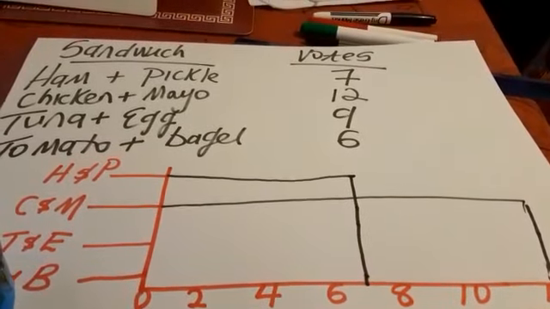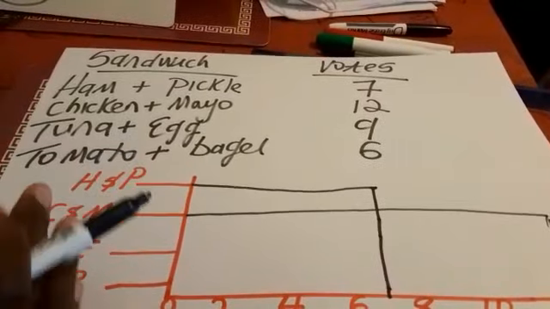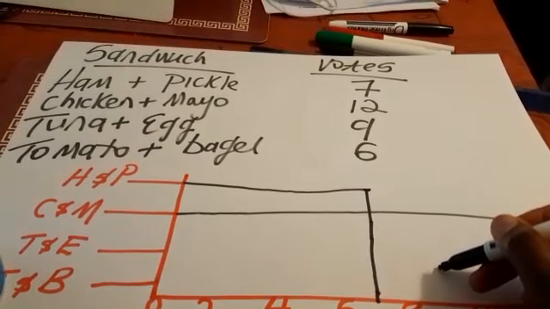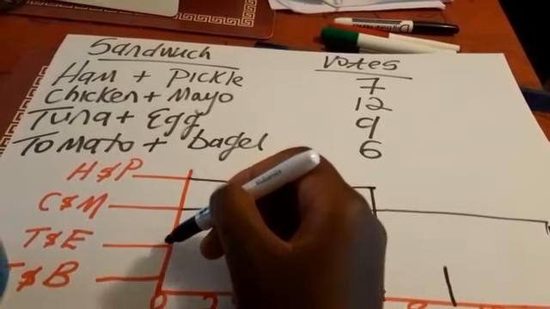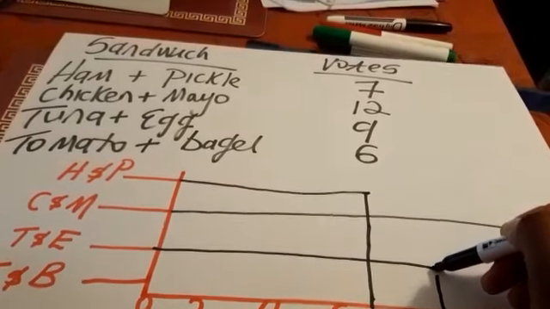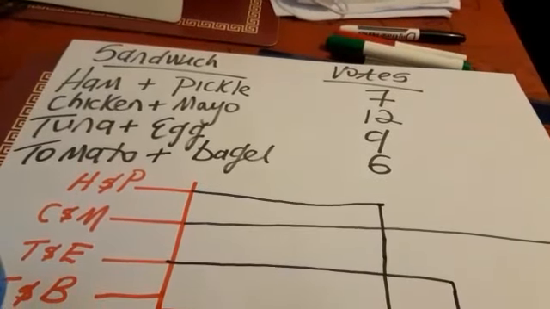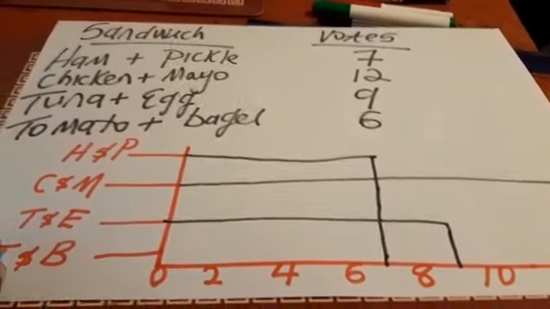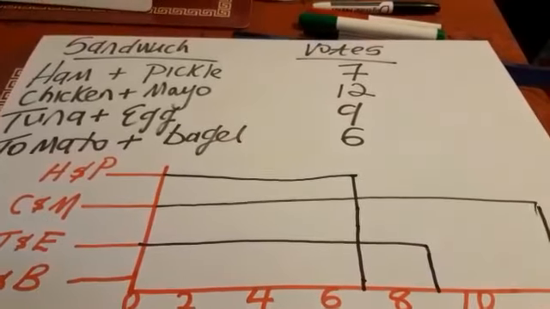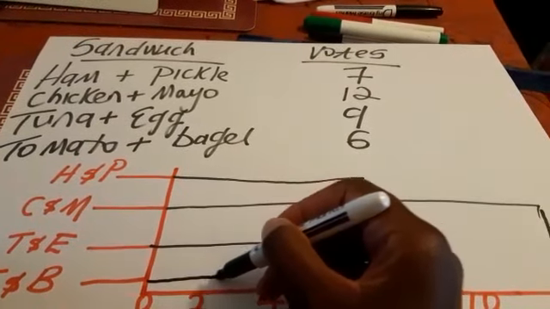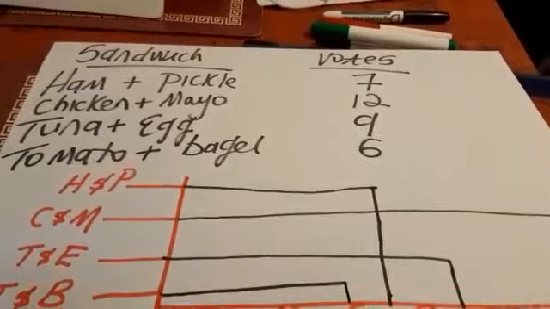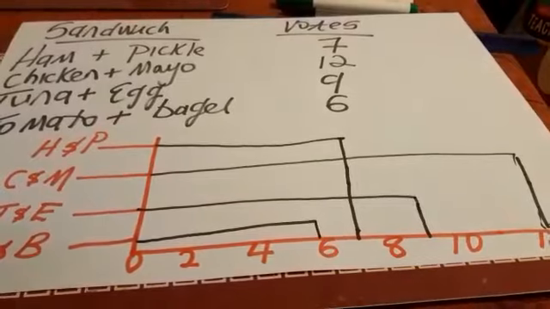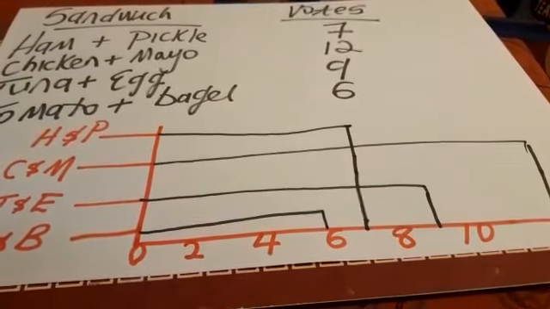Next, tuna and egg. 9 people like tuna and egg, and tuna and egg is my T and E. So I know that 9 will be somewhere here between 8 and 10, and then I draw a line there to represent 9 people. And then the last one, tomato and bagel. That's my T and B just here next to my sweet corn, and that's 6 people. So I draw my line. There you go. That is one way of drawing a chart to represent the numbers that you have. There are quite a number of different ways of doing it, but this is just one way.